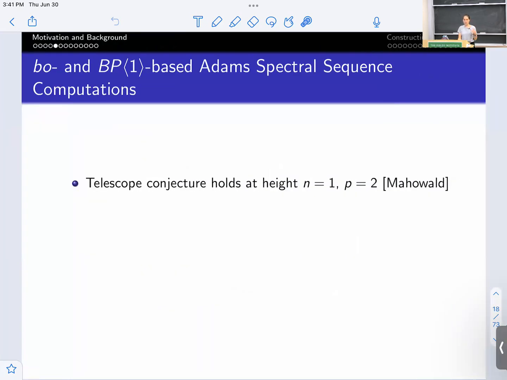So I said that these have been very useful. Here are some examples of what they've been used for. The BO-based Atiyah-Hirzebruch-type structural sequence was used to show that the telescope conjecture holds at height n equals 1 and the prime 2, by Mahowald.